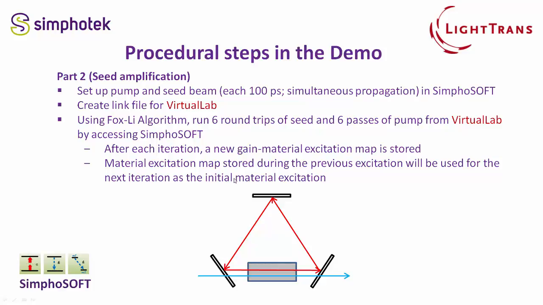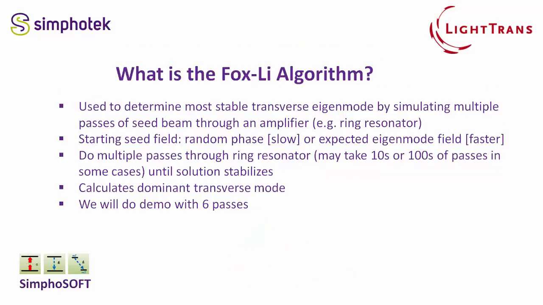After each iteration, we're going to store the excitation map of the electron populations of all the energy levels, and we're going to use the excitation map stored during the previous excitation as the starting point for the following excitation. So what is the Foxley algorithm that we're going to use?